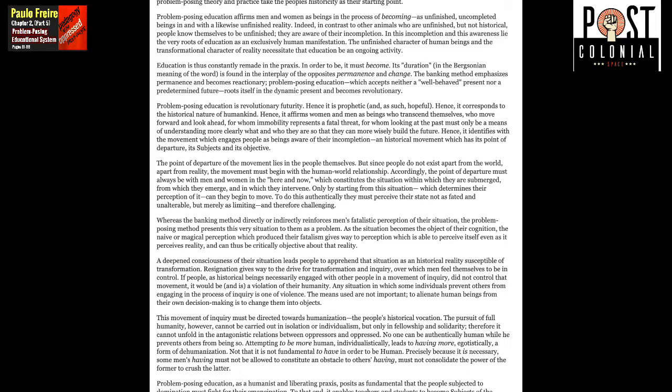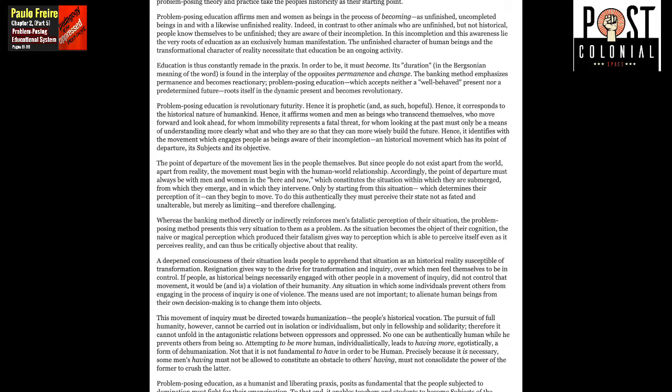Hence, it affirms women and men as beings who transcend themselves, who move forward and look ahead, for whom immobility represents a fatal threat, for whom looking at the past must only be a means of understanding more clearly what and who they are so that they can more wisely build the future. Hence, it identifies with the movement which engages people as beings aware of their incompletion, an historical movement which has its point of departure, its subjects, and its objective.